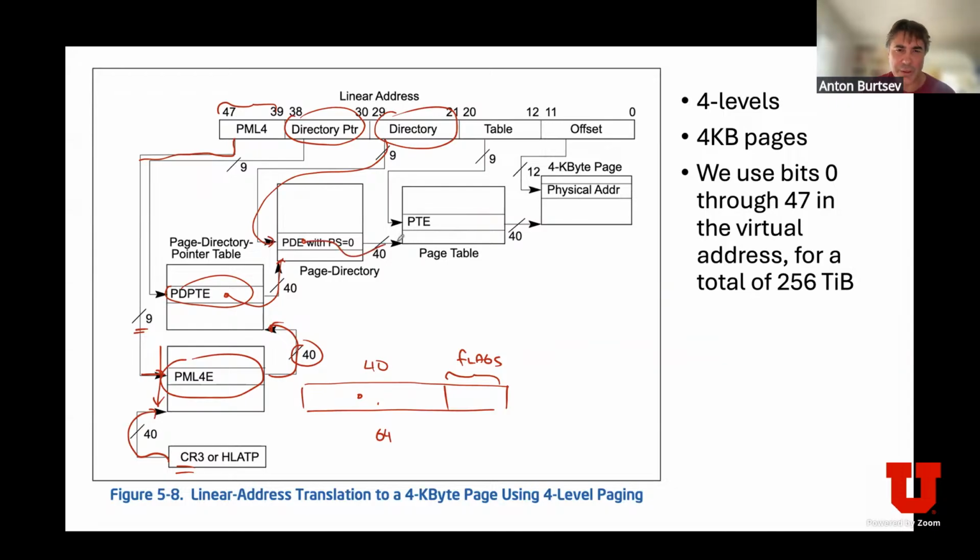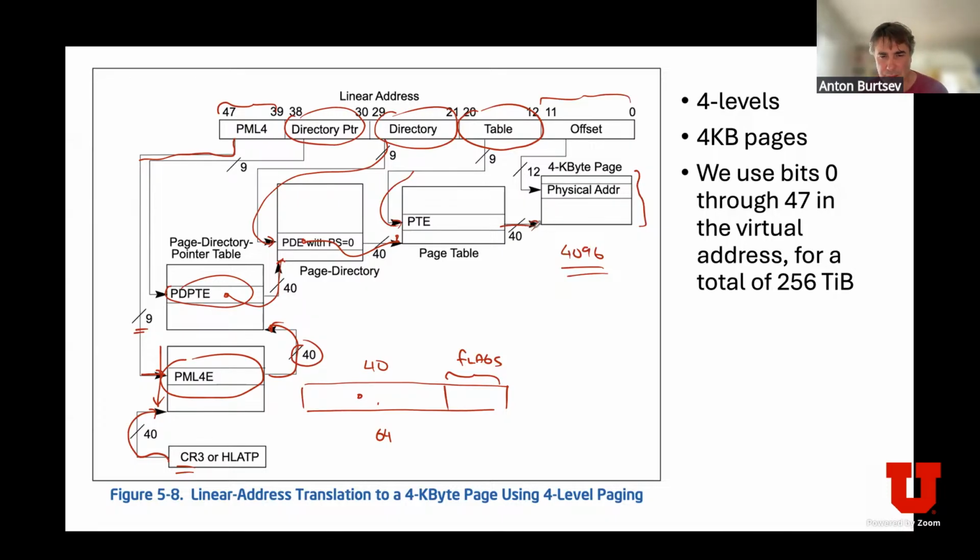Again, it has a 40-bit pointer to the next level. You take the next 9 bits, choose an entry here. Finally, it has a pointer to your physical 4 kilobyte page. It's 4096 bytes, exactly as before. So you need 12 bits to figure out an offset within a page, right? Make sense?